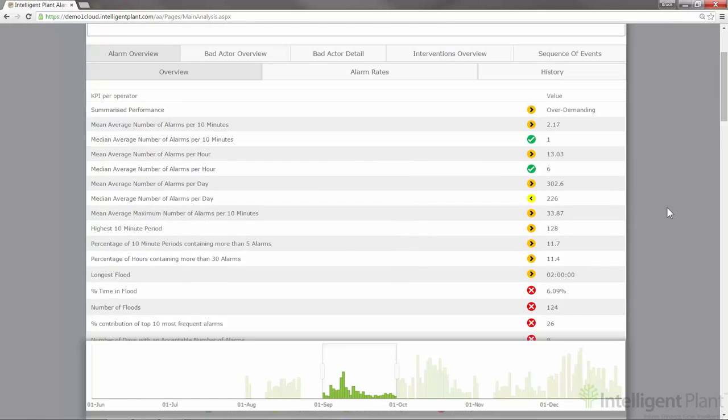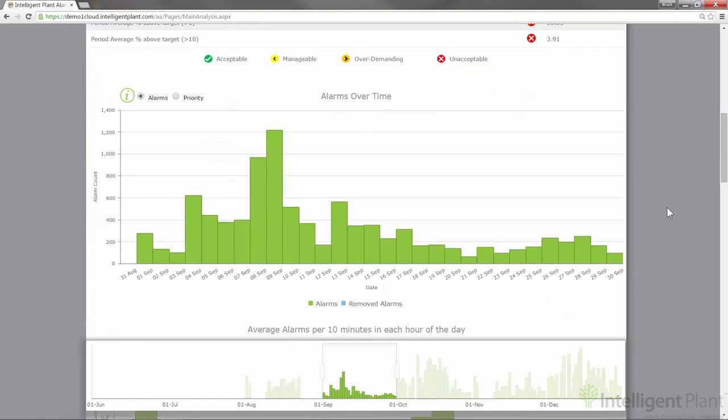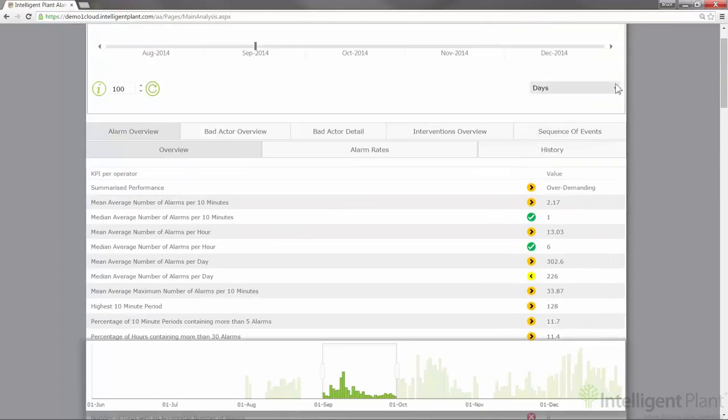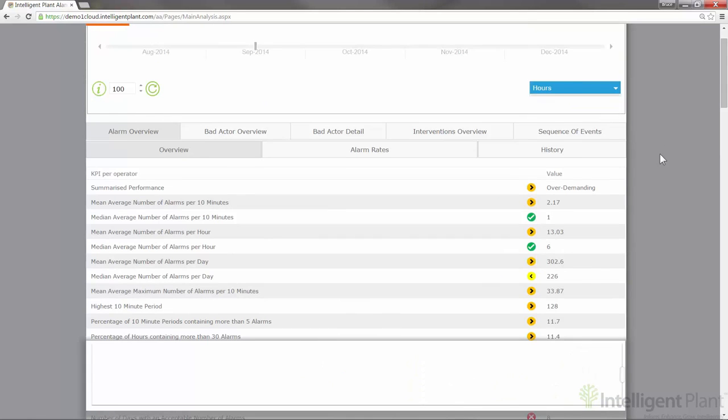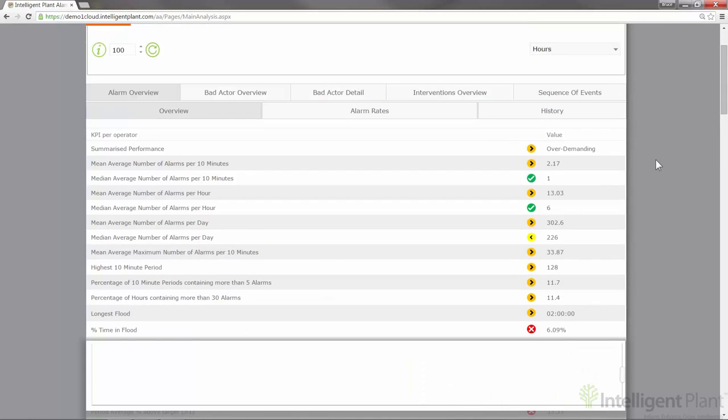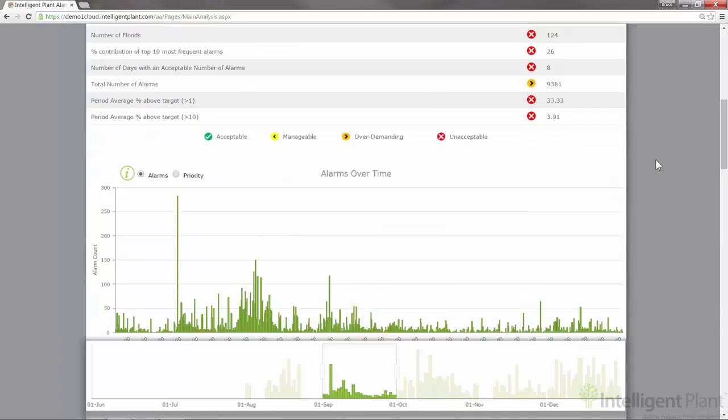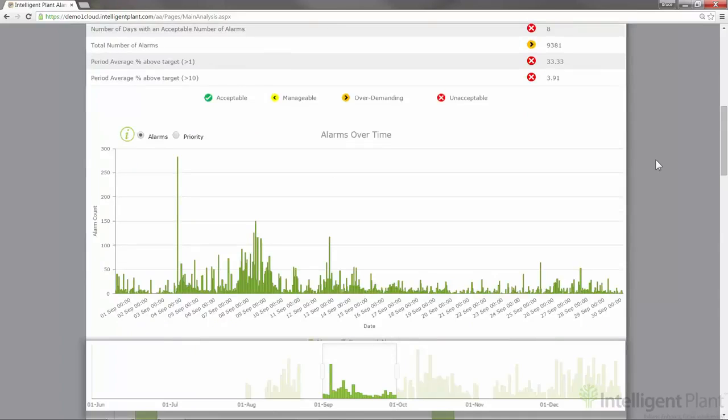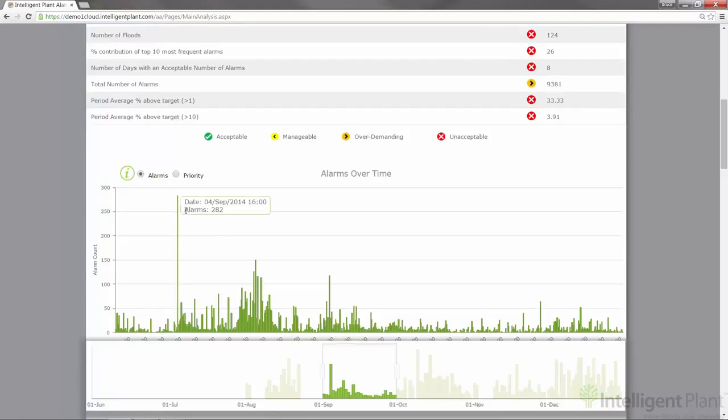Under the KPIs, a simple display of alarms over time is shown. The timescale can be based on days or on hours. This lets us see how performance compares to our target over time. So what we can see is on the 4th of September at 4 o'clock, there were 282 alarms, and this was the day with the highest number of alarms in an hour in this month.